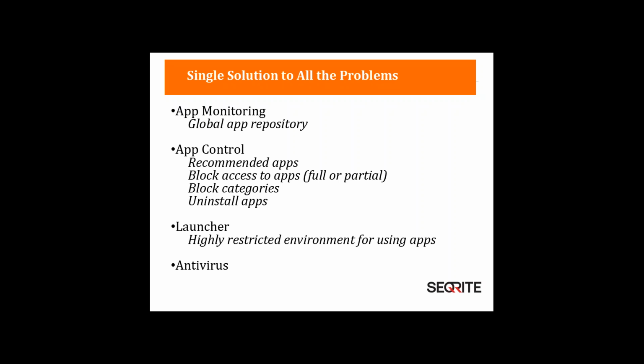The next one is app control. App control consists of recommended apps, block access to apps in full or partial way, block app categories, and uninstall apps from server. In recommended apps, admin can recommend the apps which are useful to devices and those apps will be directly published on the devices in the recommended app section. Suppose a company wants their employees to use an app which is created for internal use only. So in this case, what admin can do is publish this APK internally on all the devices.